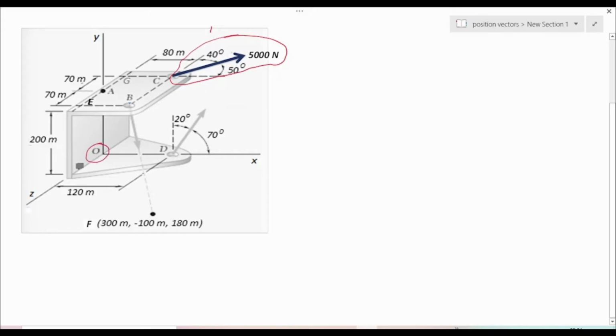And to find the moment of that 5,000 Newton force about point O, we need to look for two items, and one of them is to take the force, which is 5,000 newtons, to its component form, and that will mean this will be equal to Fx i plus Fy j plus Fz k. So our first responsibility then will be to determine the different terms, the different components, which are Fx, Fy, and Fz.